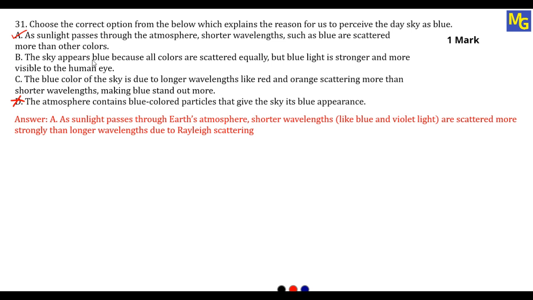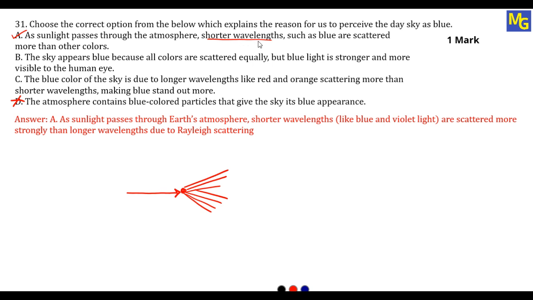So before going to the answer, as we all know, there are dust particles in the atmosphere, and when the light rays fall on these dust particles, they will scatter the light like this. This is called the scattering phenomenon. So here, sunlight passes through the atmosphere, and shorter wavelengths scatter more, it seems.